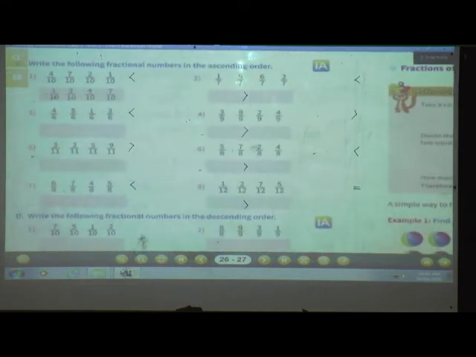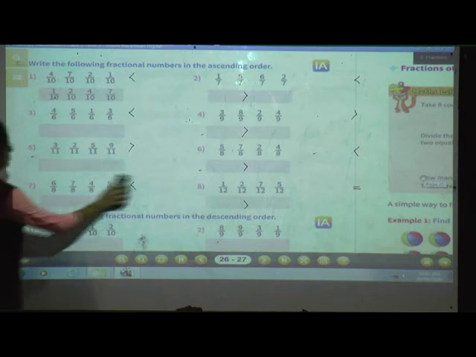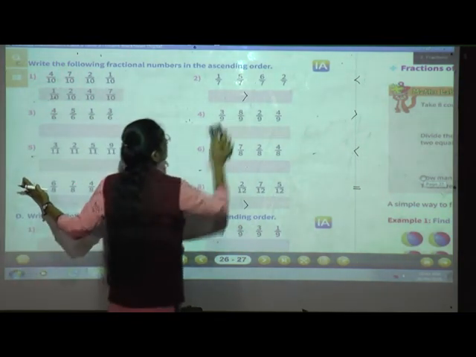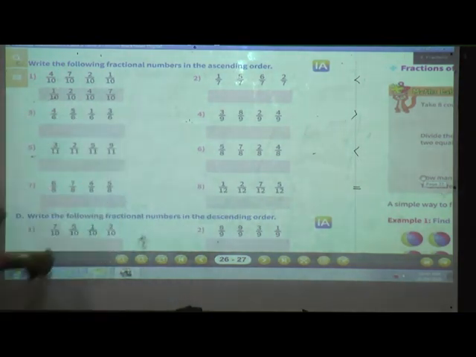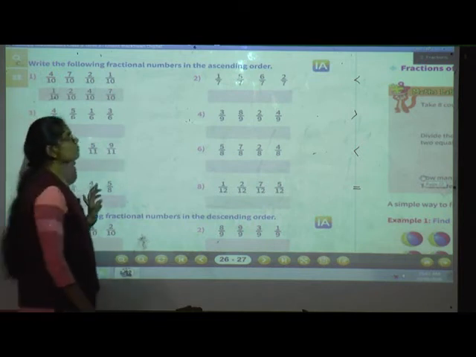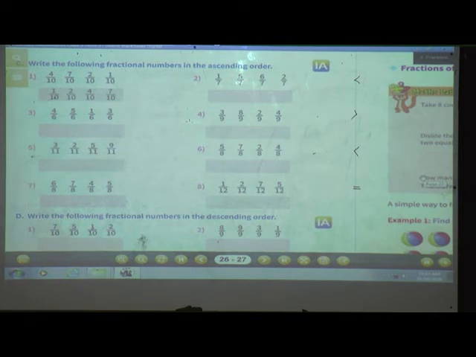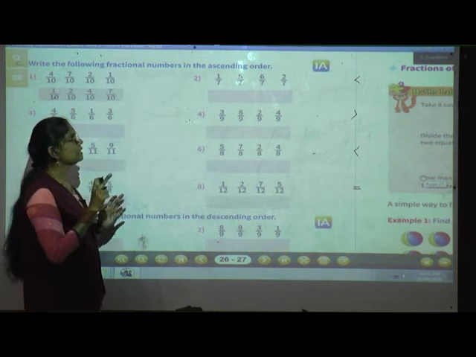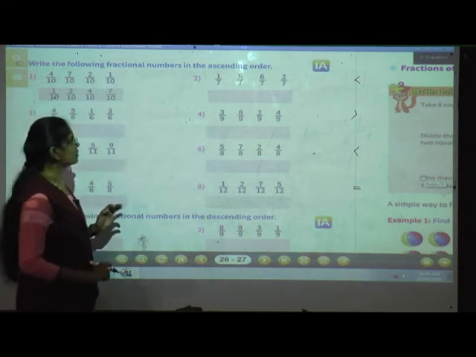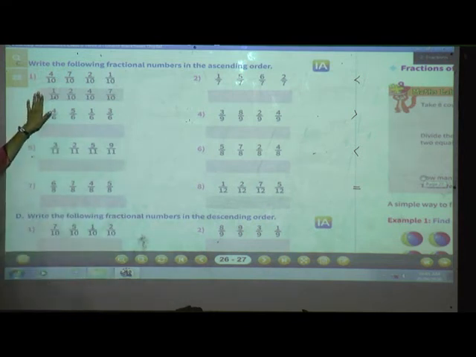And read the question. What is the question? Write the following fractional numbers in the ascending order. Now see students, ascending order means what? In the first lesson, at the starting, I taught you what is meant by ascending and what is meant by descending. Ascending means in an increasing order, from smallest to biggest. You have to keep in your mind, ascending means smallest to biggest. Now this first one has been solved.